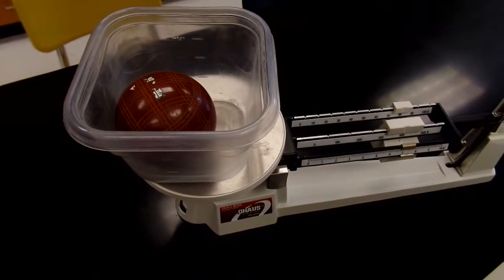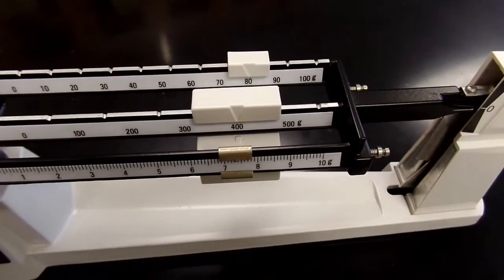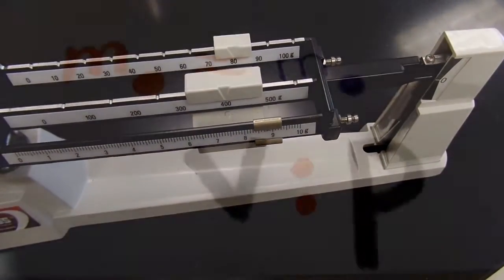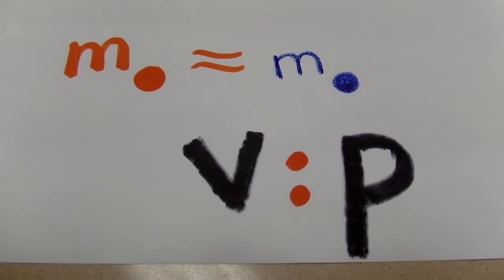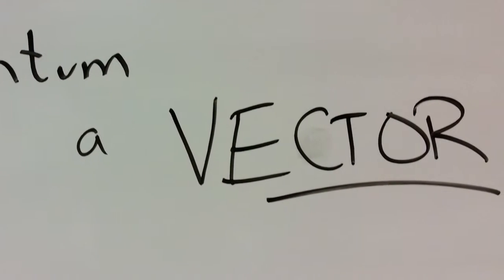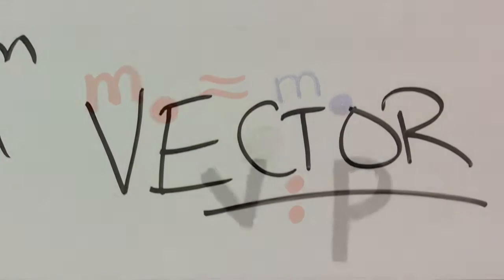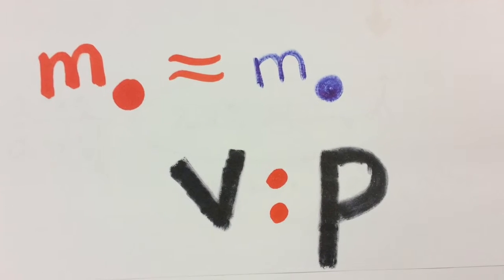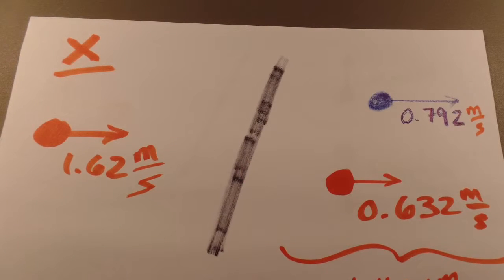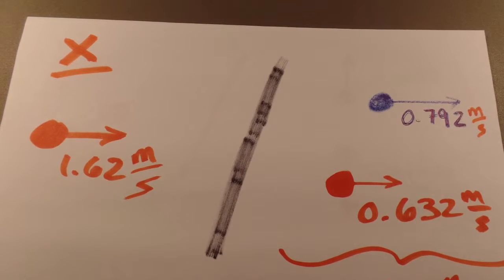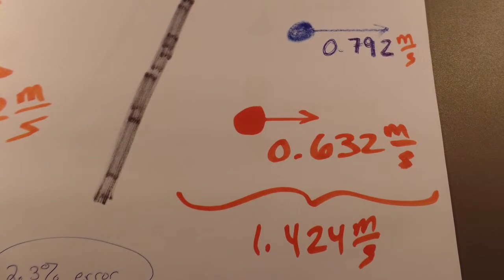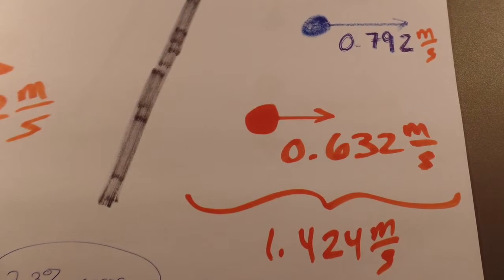You can find the mass for momentum, but it turns out that the masses are about 1 gram apart in almost 500 grams. Unimportant. So I'm going to use velocity instead of momentum because the ratios are the same. Remember that momentum is a vector. And again, I'm dealing with velocity instead of momentum because it's going to be the same ratios. I deal with the x direction first. 1.62 meters per second of momentum, and 0.792 and 0.632 for that total, 1.42.